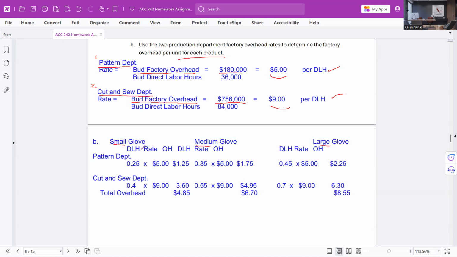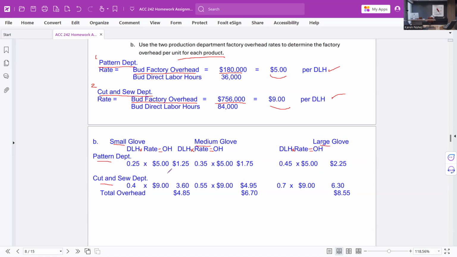And it's going to be the direct labor hours times the rate gives us overhead, right? For all three of these. Direct labor hours times the rate gives us our overhead. And we're going to do that for all three products. And we do it for each department. So let's start with the pattern department.